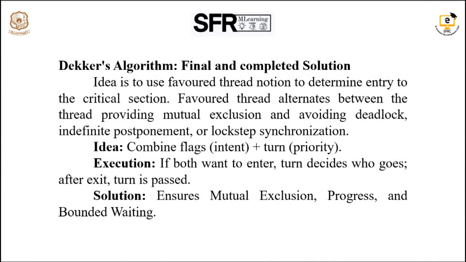And finally the Dekker algorithm's final completed solution, also called the fifth solution. This solution is used in the current version. The idea is to combine both the flag and the turn, giving priority-based scheduling, like first come first serve, a stack or queue. Under the fifth version of Dekker's algorithm, a process enters the critical section, and after exit the turn is passed. The solution satisfies mutual exclusion, progress and bounded waiting.